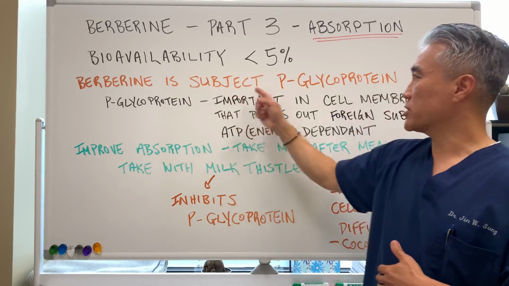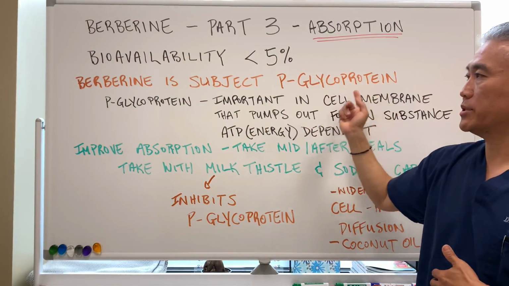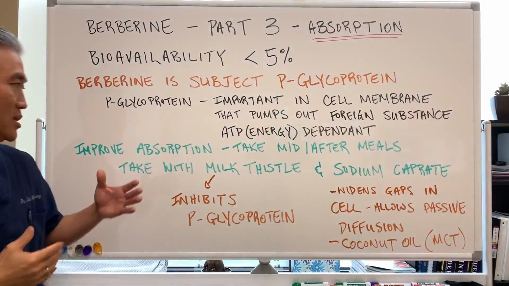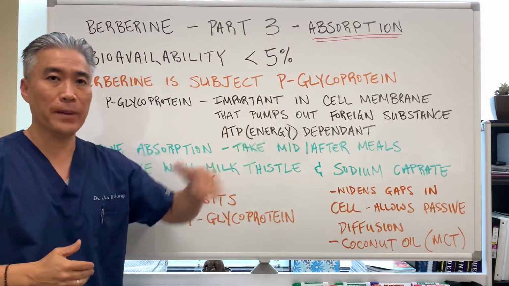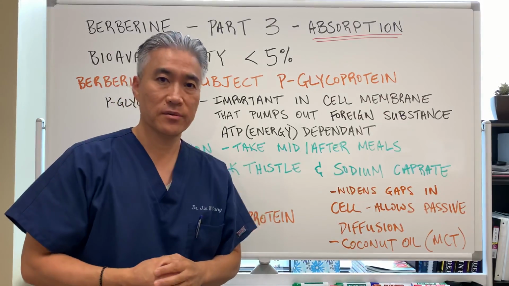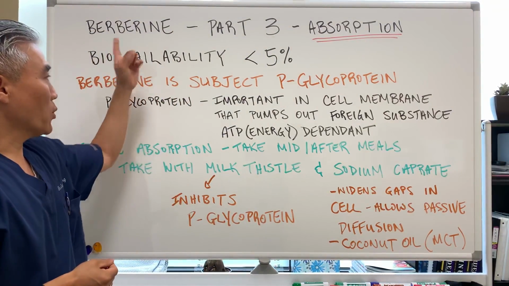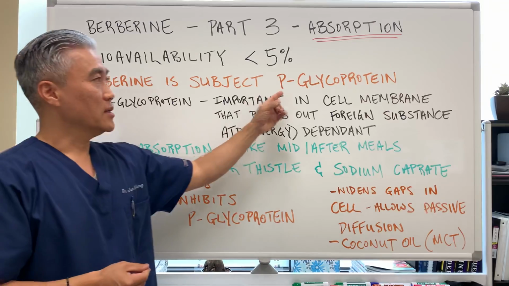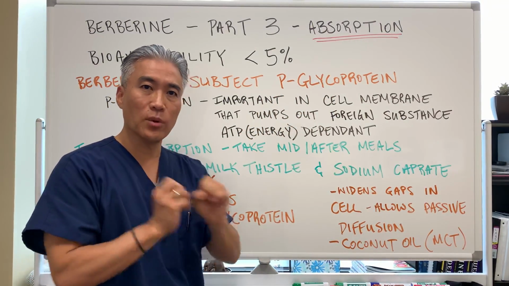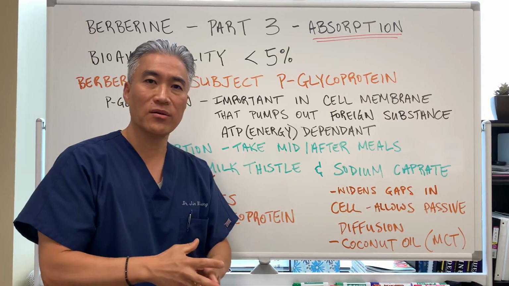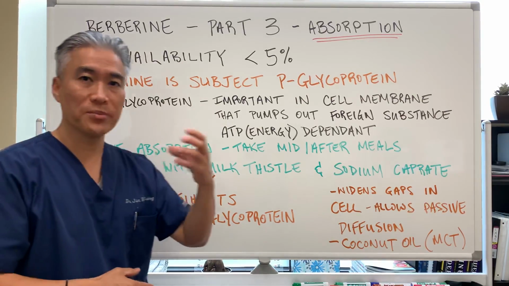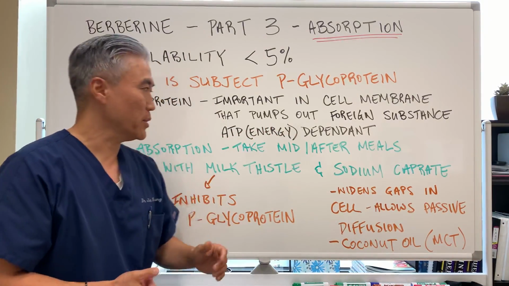Berberine is subject to P-Glycoprotein. P-Glycoprotein is an important protein found in the cell membrane that pumps out foreign substances, right? So berberine is affected by P-Glycoprotein. P-Glycoprotein will pump out berberine from the cell, therefore affecting the absorption, usability, or bioavailability of berberine.